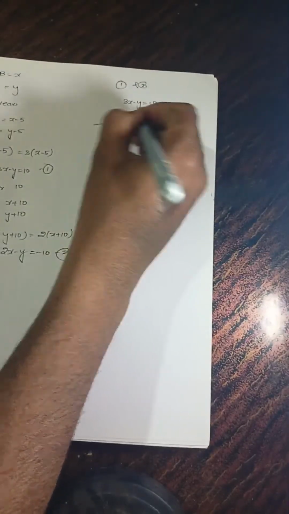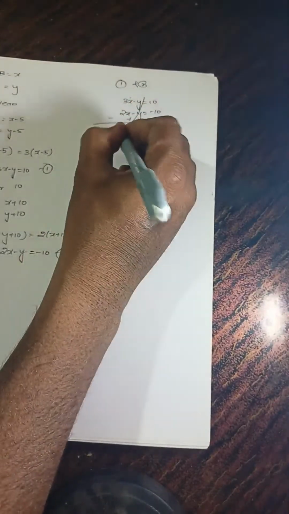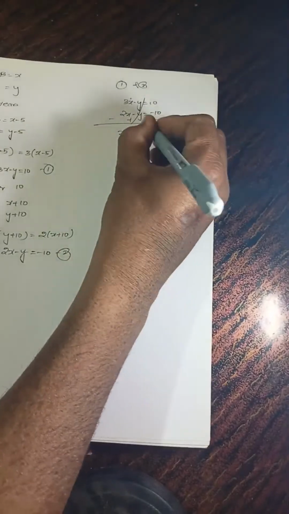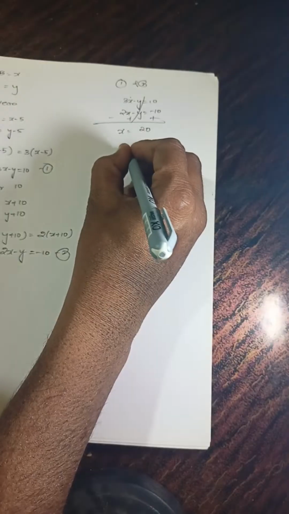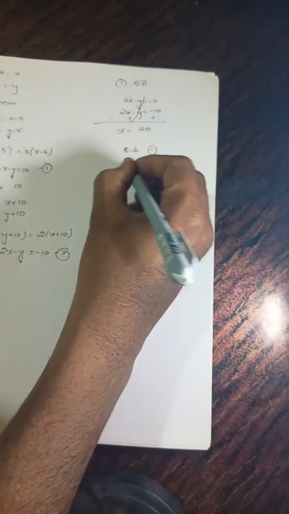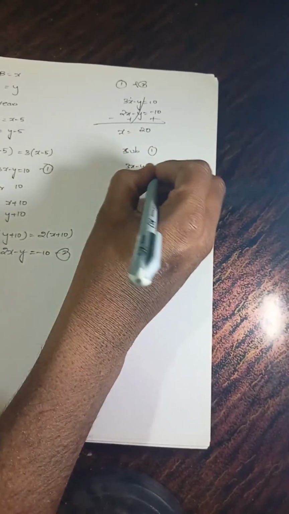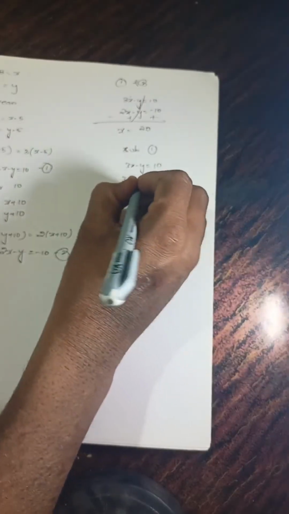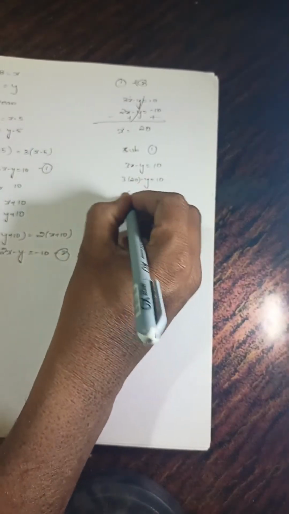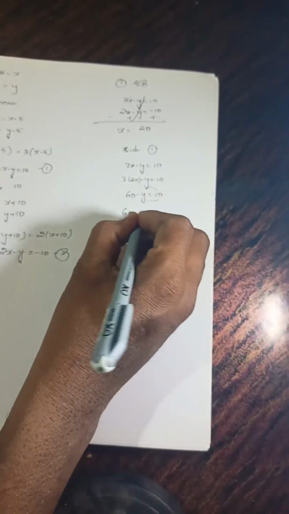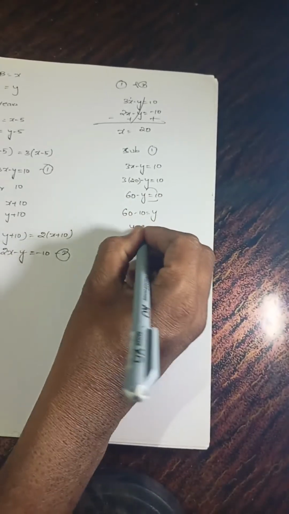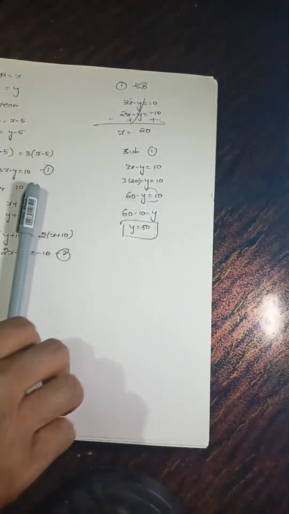Change symbols, minus plus minus both will get cancelled. 3 minus 2 is x. So you are getting x value 20. Substitute x in equation 1. What is 3x minus y is equal to 3 into 20 minus y is equals to 10. 60 minus y is equals to 10. Interchange these two values. 60 minus 10 is equals to y. Y value you are getting as the answer 50.